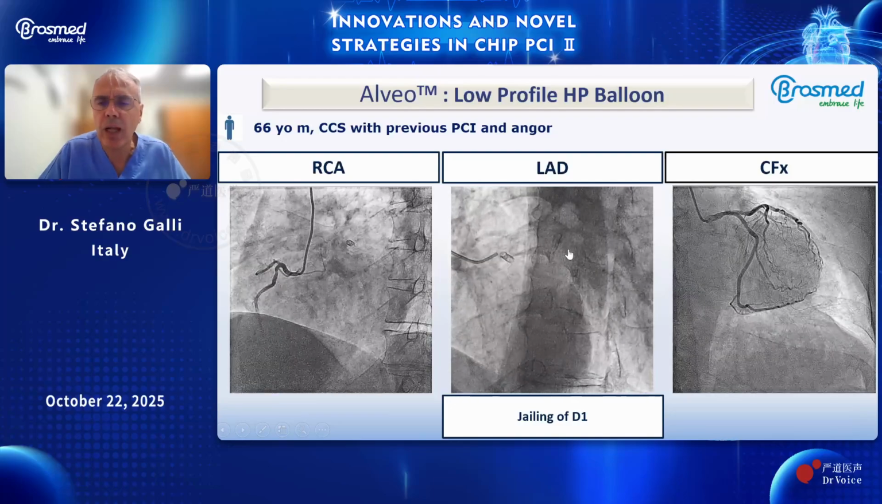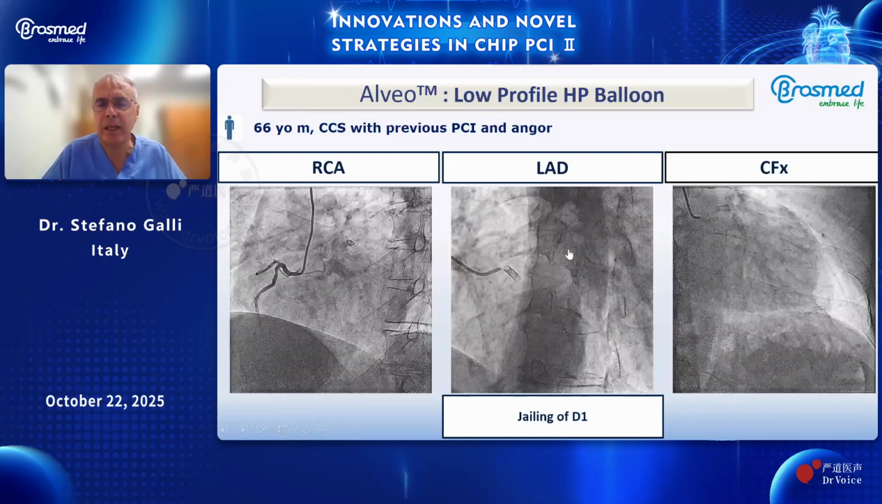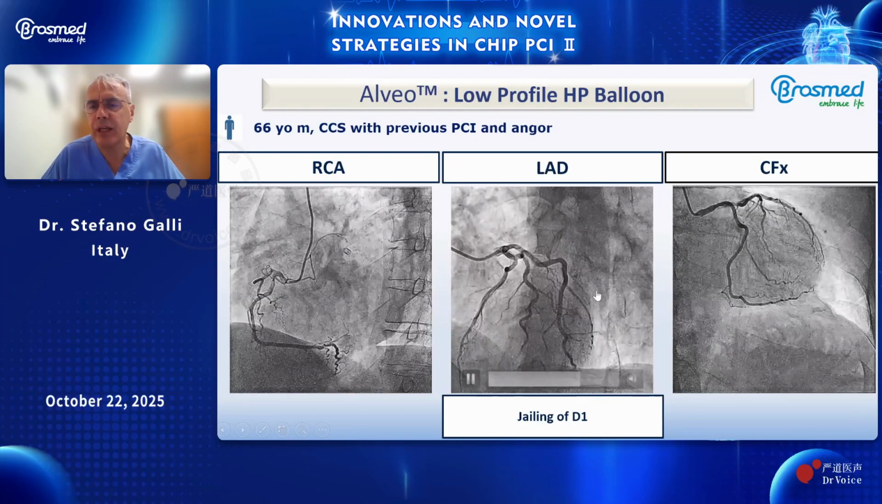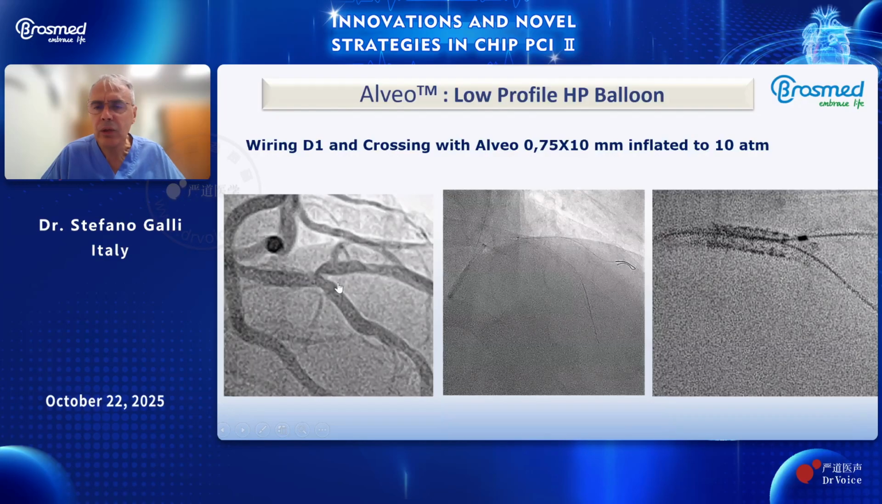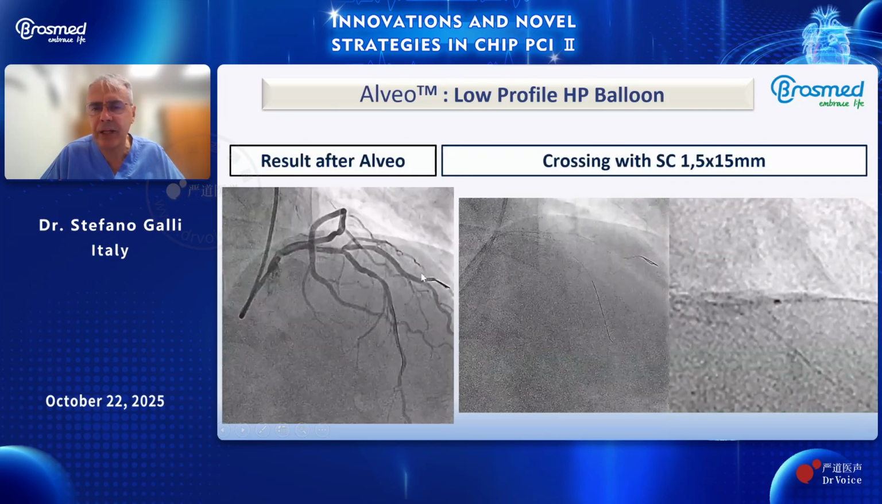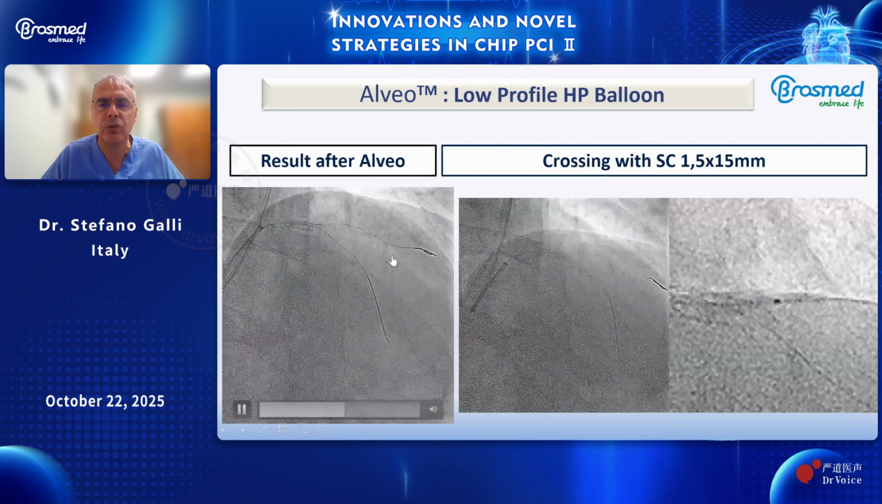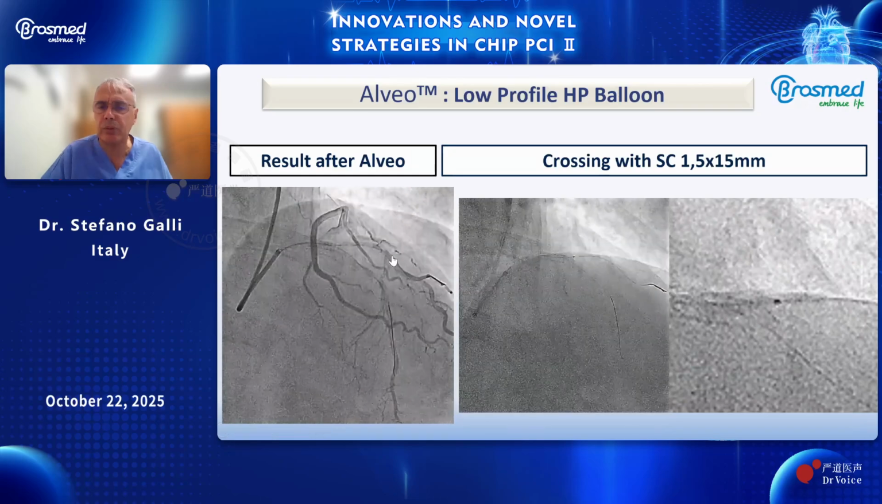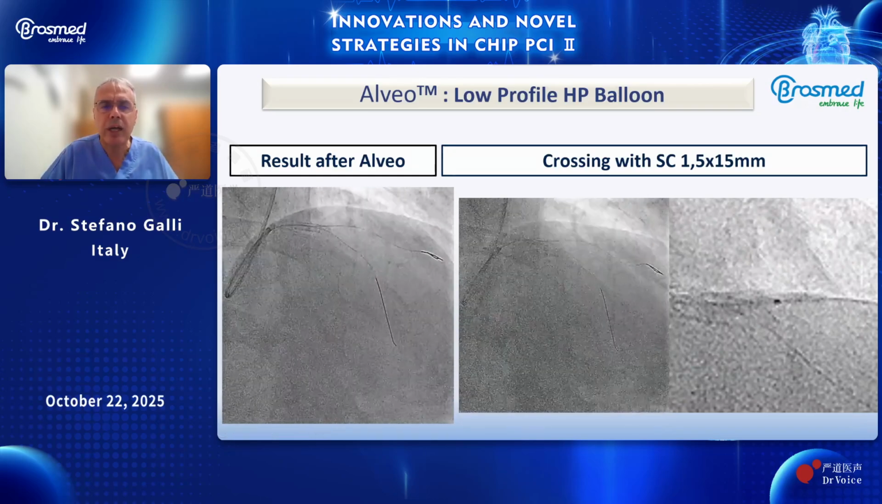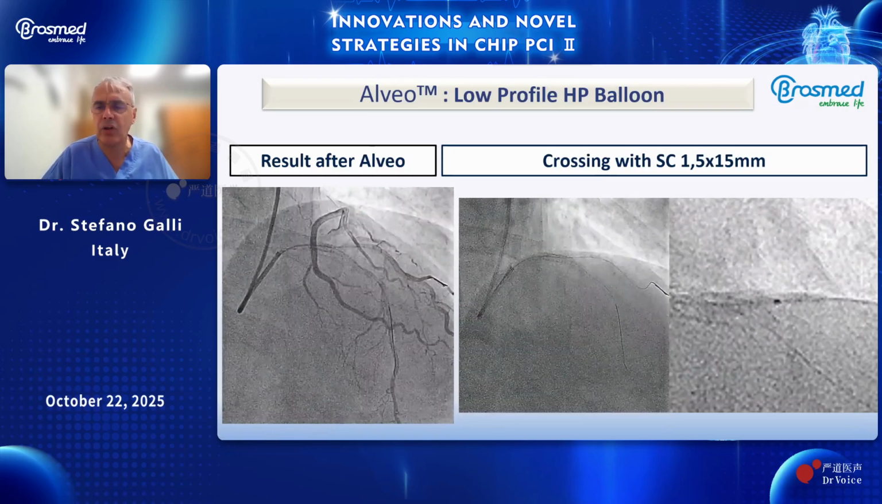You see very well the pinching of the diagonal, and you appreciate a double layer of stent. It's difficult to cross with a semi-compliant balloon. You see it is very impossible to cross, but then we use Alveo, and Alveo crosses very well.